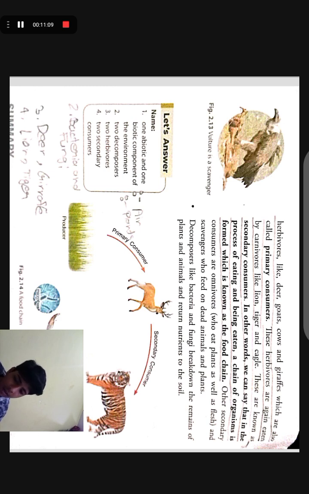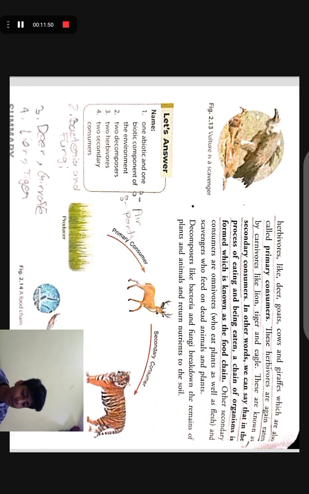Other secondary consumers are omnivores, who eat plants as well as flesh, and scavengers, who feed on dead animals and plants. Next point, decomposers like bacteria and fungi break down the remains of plants and animals and return nutrients to the soil. In this picture you can see that grass is a producer and grass is eaten by the deer. Deer is the primary consumer and deer is eaten by the lion or tiger, and the tiger is the secondary consumer. And third, you can see the scavengers and decomposers.